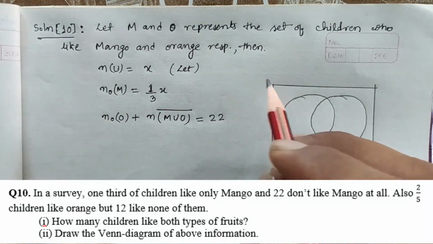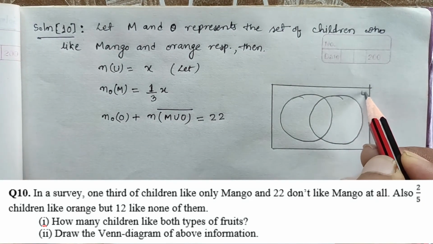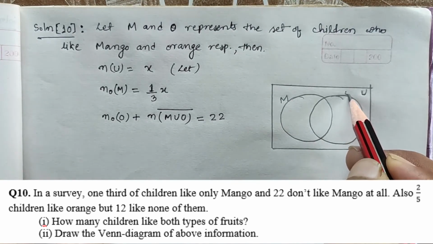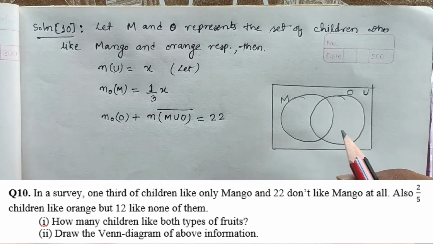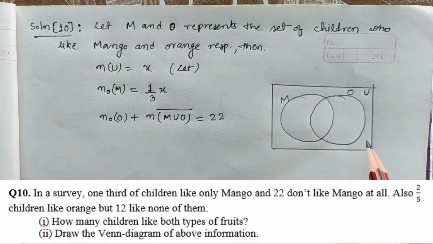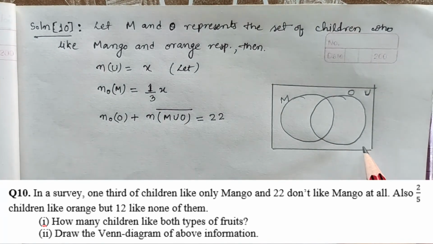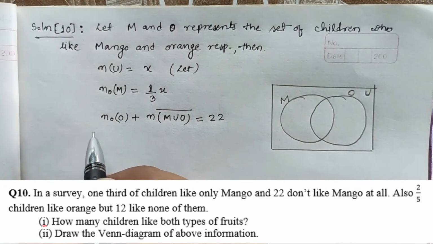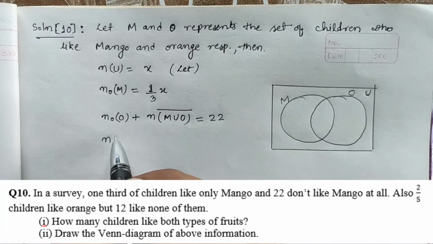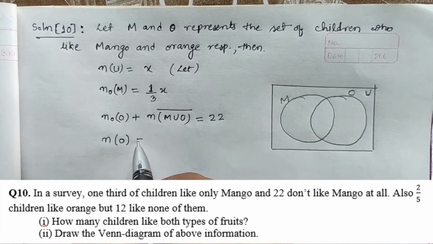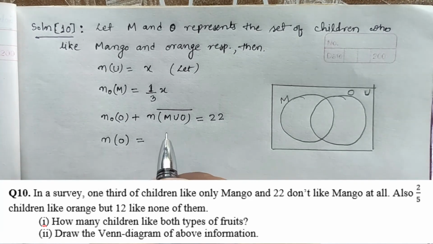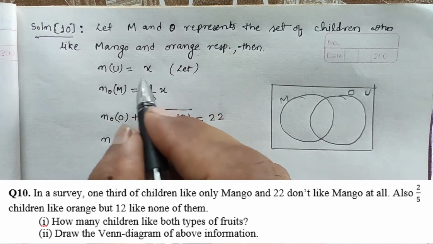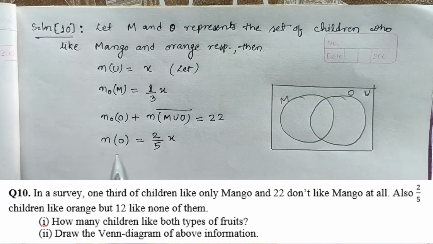Yeah, so this is our Venn diagram, where this is the universal set, this represents the mango set, and this circle represents the set for O, and the complement part is here. The other parts are given, like n(O), who like orange. 2/5 of children like orange, meaning 2/5 of the total like orange.